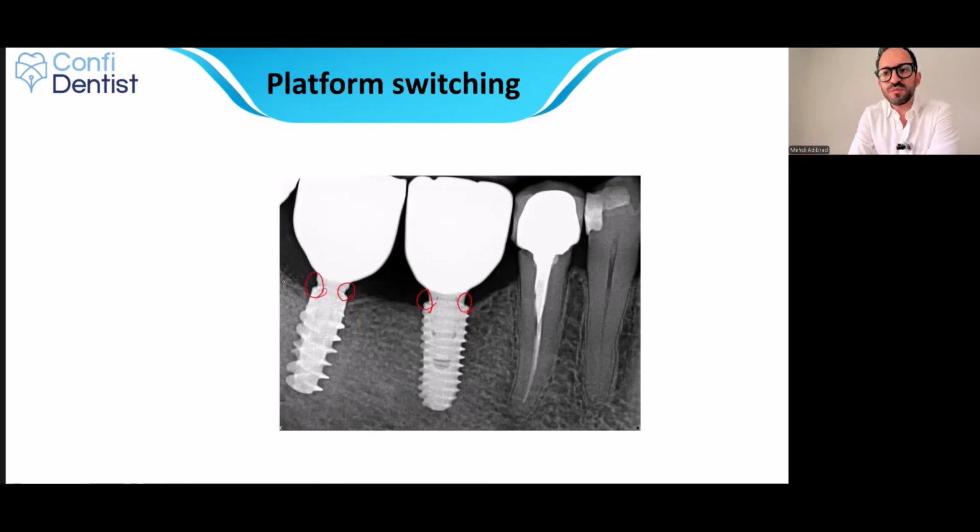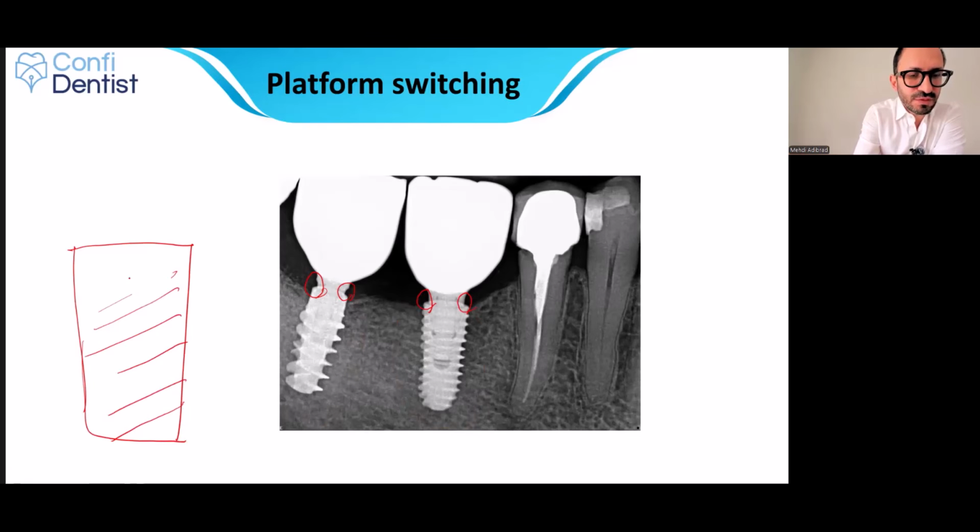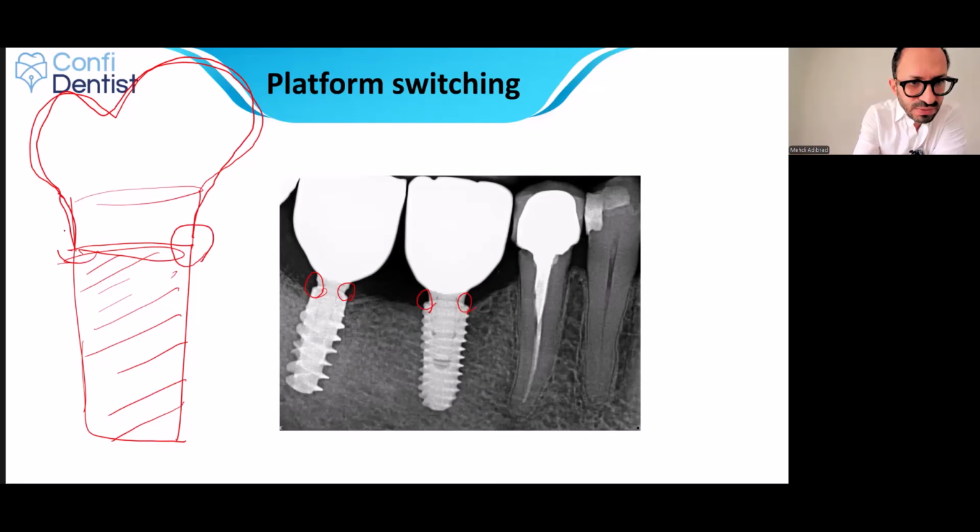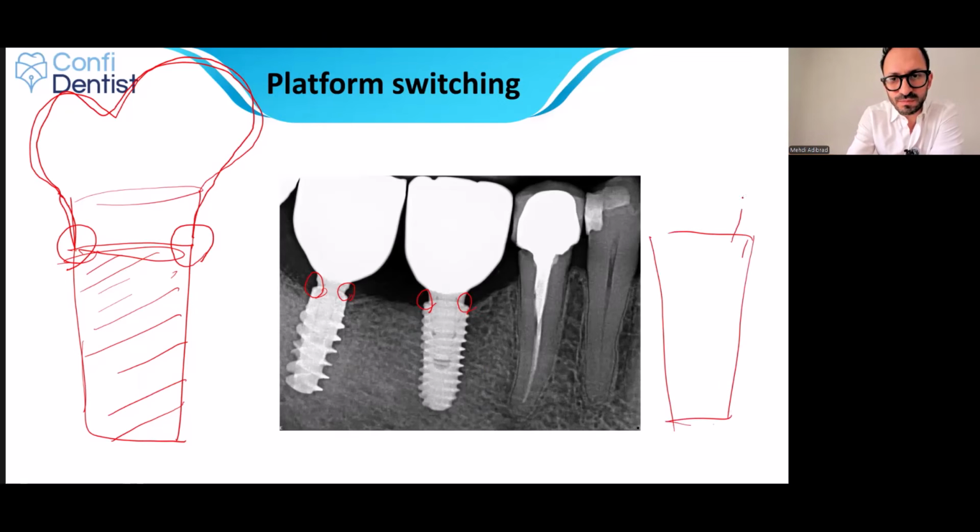This is the definition of platform switching. If I have no platform switching, this is my fixture, this is my prosthetic abutment, and this is my crown on top of it. This is how it looks. I don't see any mismatch or any step here. But whenever I see a step, like here, this is called platform switching.